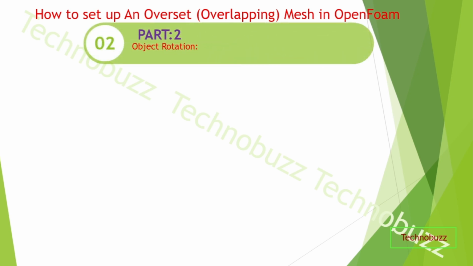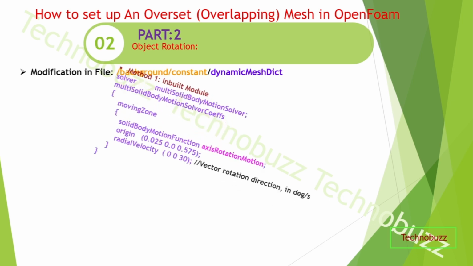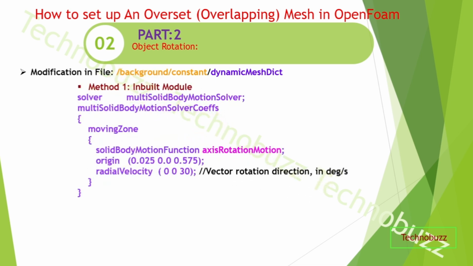In part 1, I have clearly explained the folder structure and details of important files. So now we will continue with the same format with only a change in the file dynamicMeshDict. This is a minor change. Now this file dynamicMeshDict is present at the path background/constant. As I said, folder background is the main workhorse and all modifications related to dynamics of moving objects can be done here only. In method 1, we will try the inbuilt option.